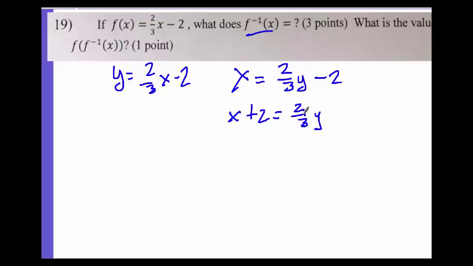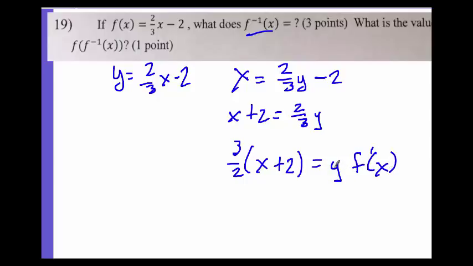To get rid of the 2/3, I could multiply by the reciprocal. So this would be 3/2 times x plus 2 equals y. That would be our f prime of x. It would be the same thing as solving for y. So there's our inverse function.